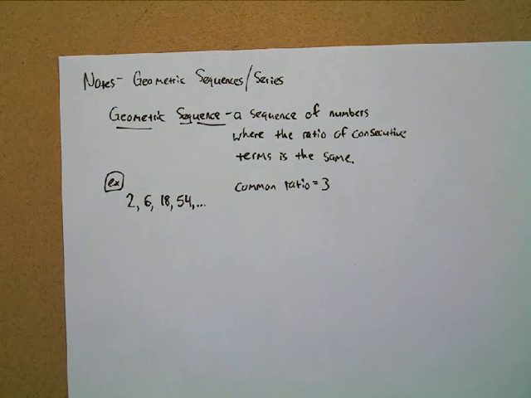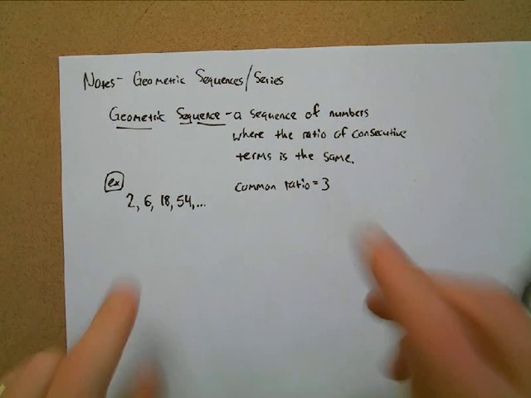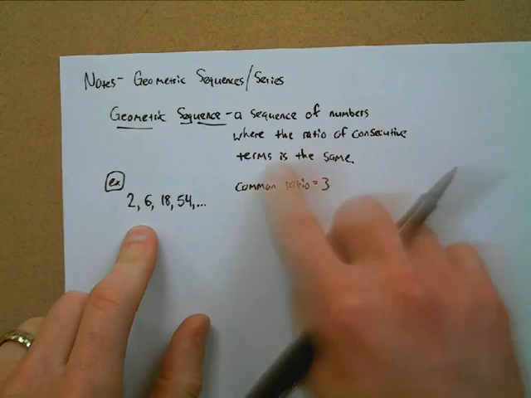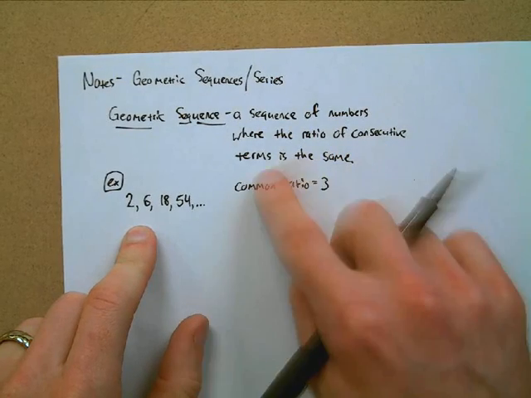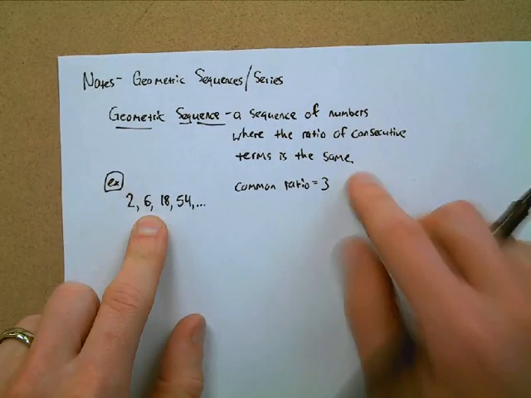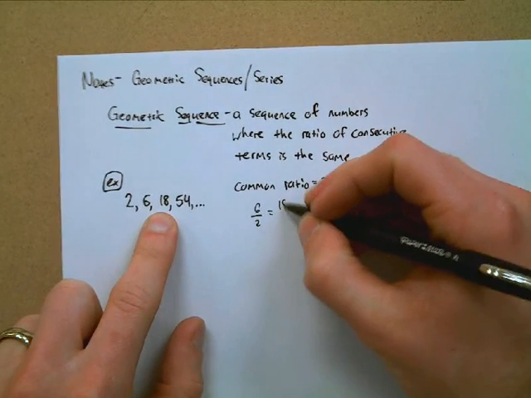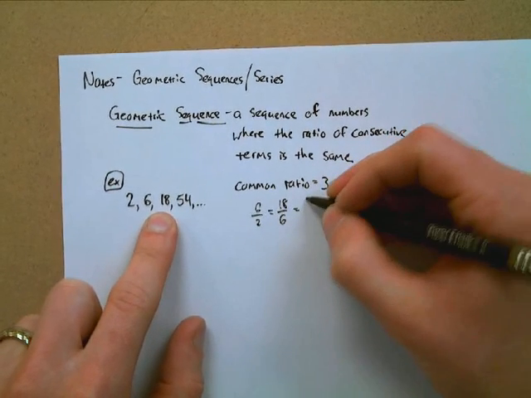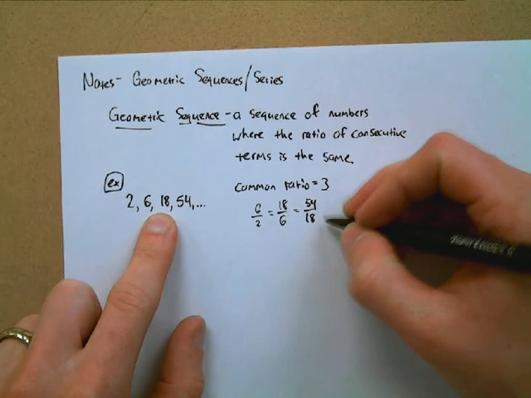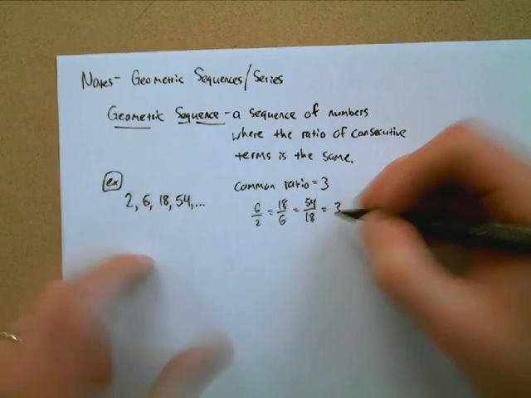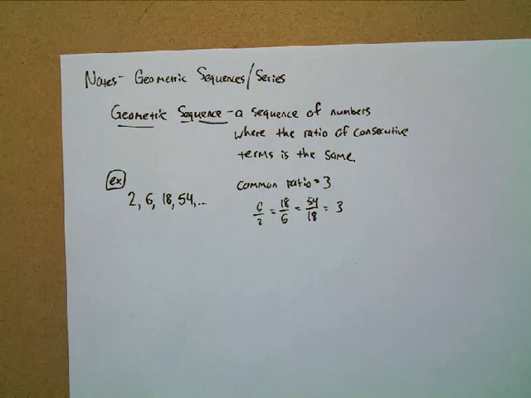So what you could do alternatively is actually do what the definition says. The ratio of consecutive terms is the same. So that means 6 over 2 is equal to 18 over 6 is equal to 54 over 18, which is all equal to 3. And that's how you can find your common ratio that way too. Just take the next term, divide it by the previous term, and that'll give you your common ratio as well, in case you're not sure what to multiply by.